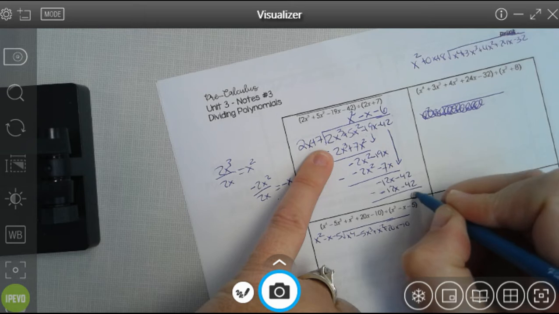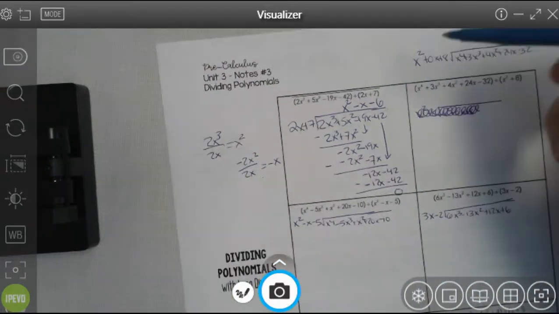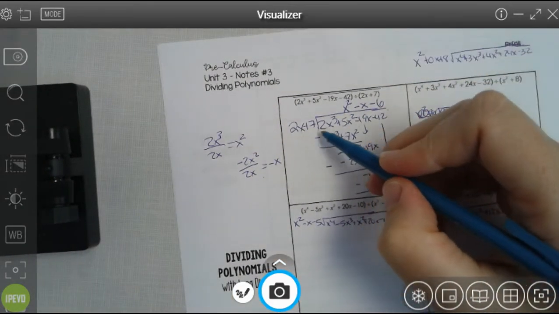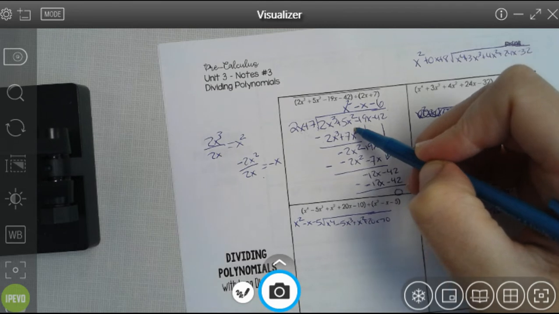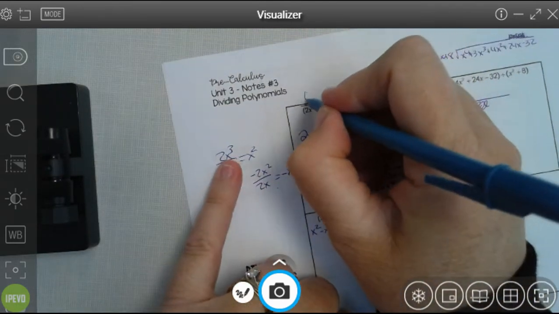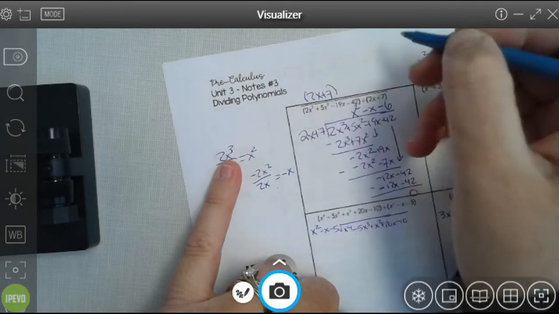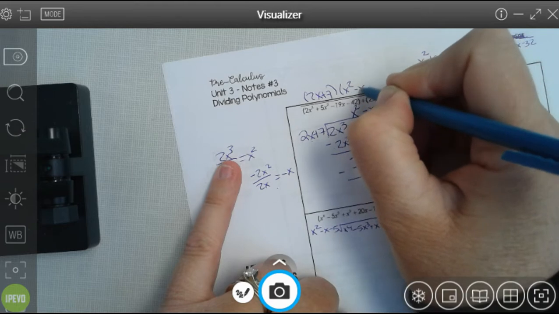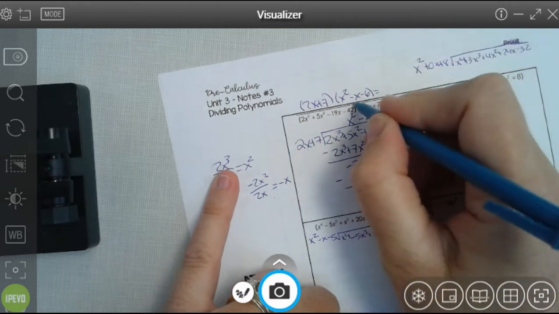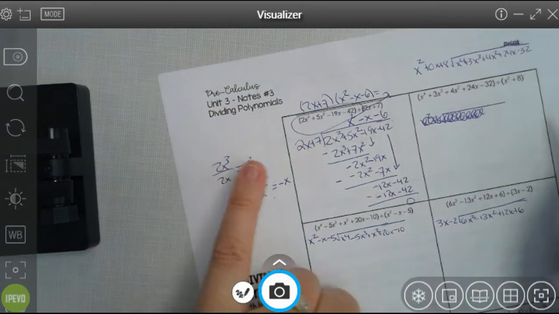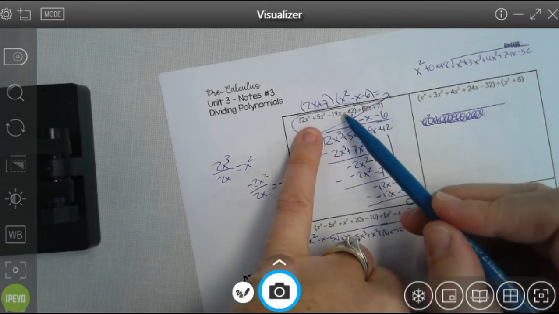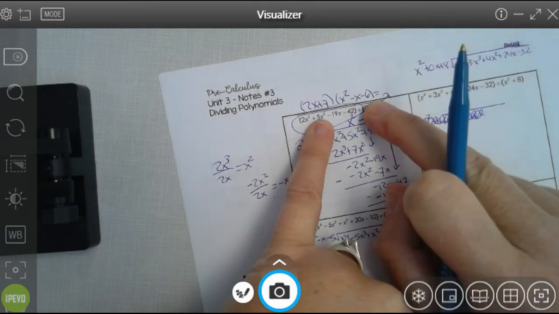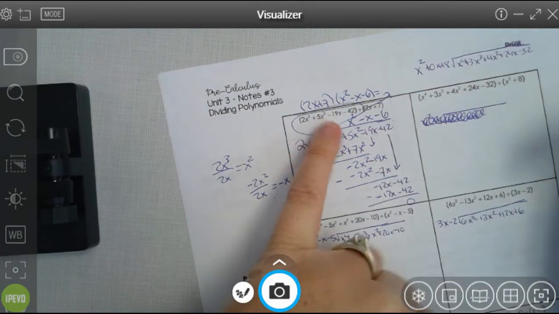When I subtract these, I get a remainder of 0. That means that it went in evenly. That means that 2x plus 7 is a factor of that. It also means that if you wrote 2x plus 7 times x squared minus x minus 6, that equals this long equation right there. So this times this equals that equation that we started with. So you could FOIL it out and check if you wanted.